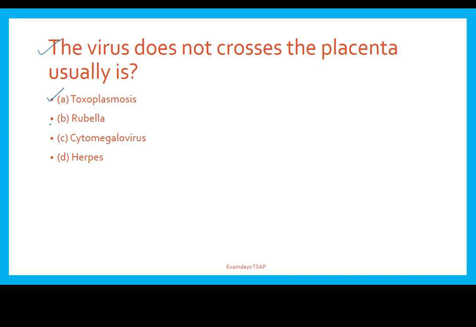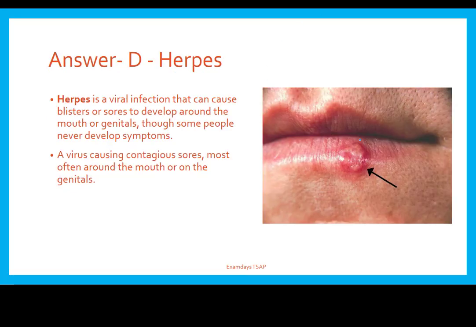A. Toxoplasmosis, B. Rubella, C. Cytomegalovirus, D. Herpes. So the correct answer is herpes, the virus that does not cross the placenta. This is one example given for understanding purposes.